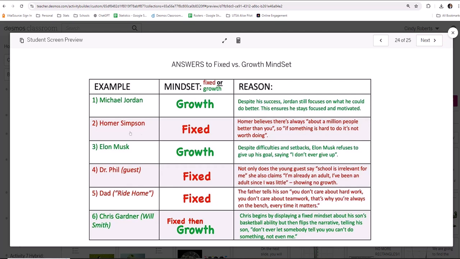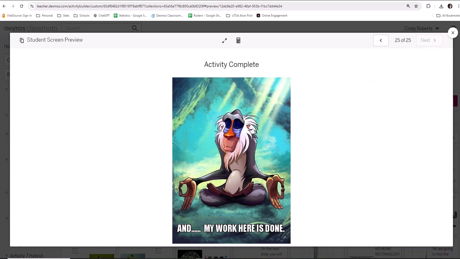All right, and then this just kind of tells you which one was a fixed or a growth mindset. And my work here is done.